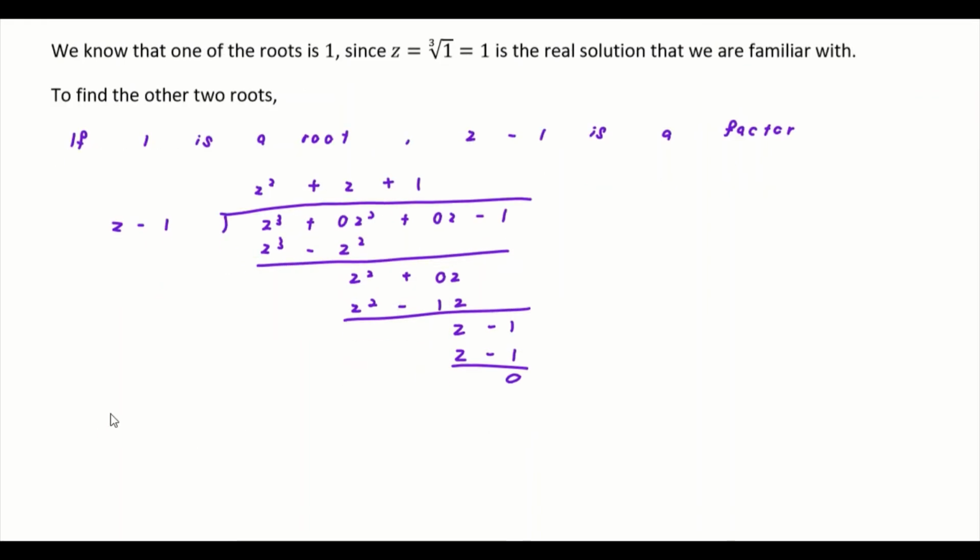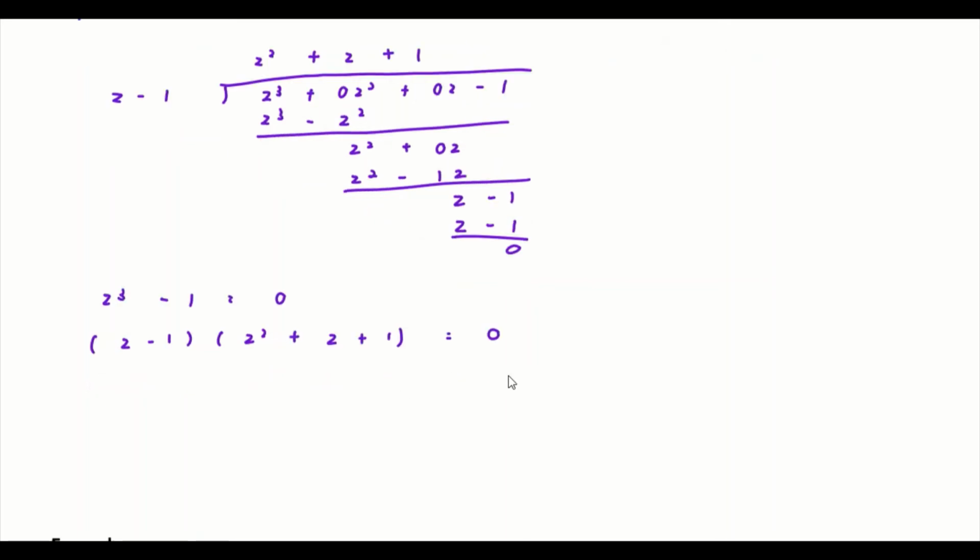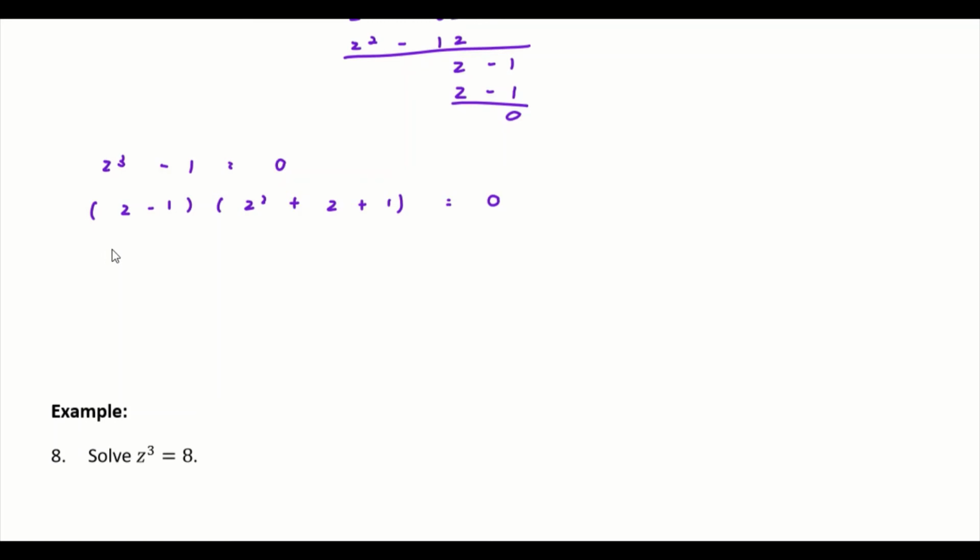So in this case, I will have z cubed minus 1 equals 0. It should be equal to z minus 1 times the other factor, z squared plus z plus 1, equals 0. So how are we going to solve it? We do it like how we normally do this. The first one, I have z minus 1 equals 0, so I get z equals 1, which is the real solution that we always used to have. The second part is going to be z squared plus z plus 1 equals 0.